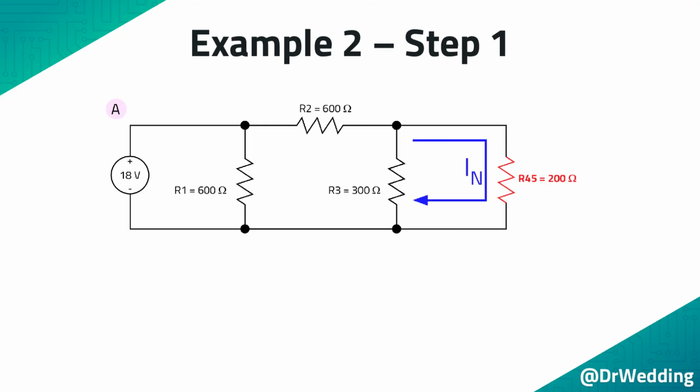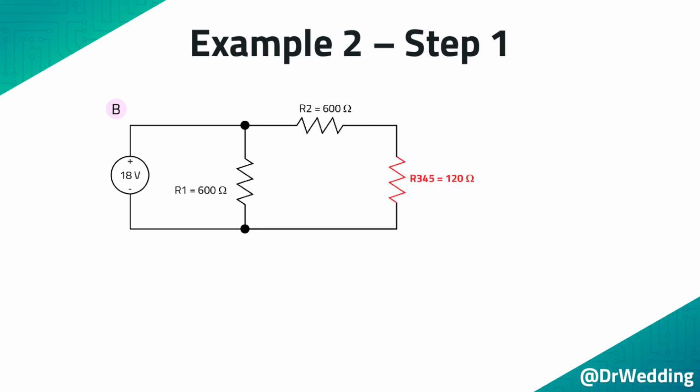Combine the series resistors R4 and R5. This is circuit A. Combine the parallel resistors R3 and R45. This will generate circuit B. When the series resistors R2 and R345 are combined, circuit C is generated.